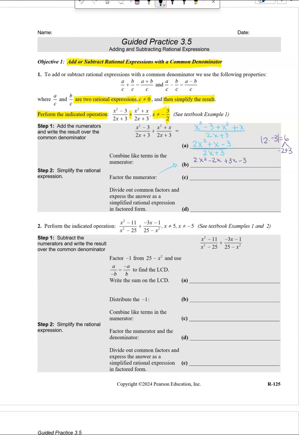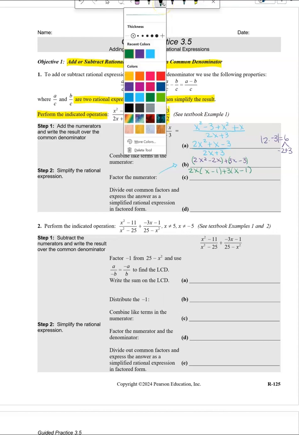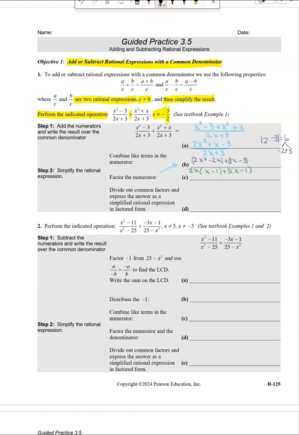Now we can factor by grouping because there's 4 terms. Greatest common factor from the first is going to be 2x. That's going to leave us x minus 1. Greatest common factor from here is going to be positive 3, and that's going to leave us x minus 1. So now we can see what our factors are for the top. Let's change colors again. Let's go to pink. So we're going to have 2x plus 3 as one, and then x minus 1 is the other, and all of that is written over 2x plus 3.